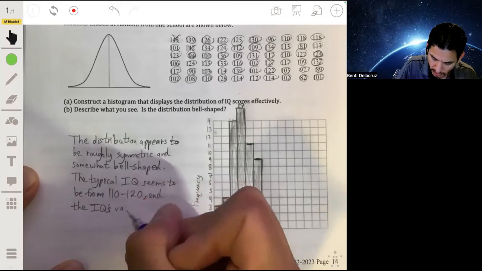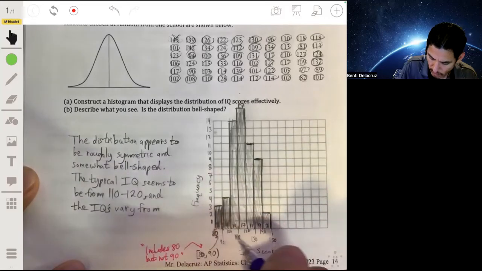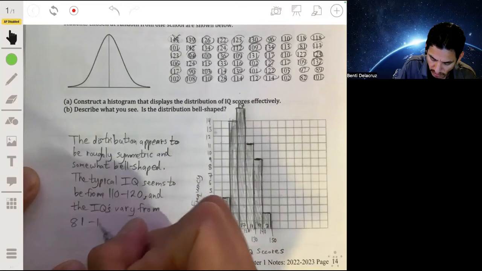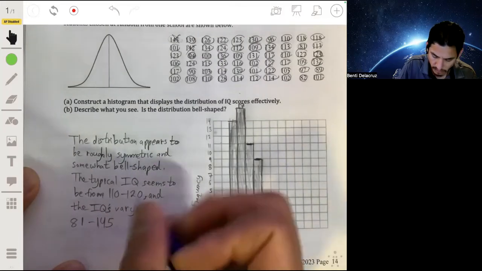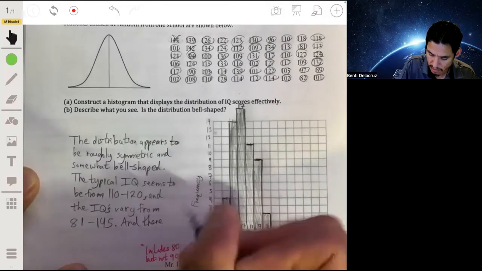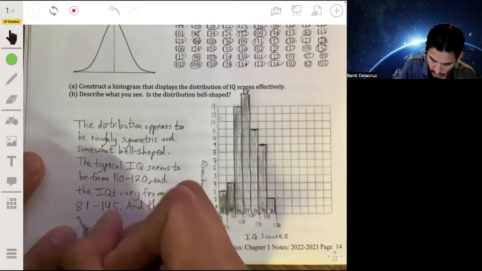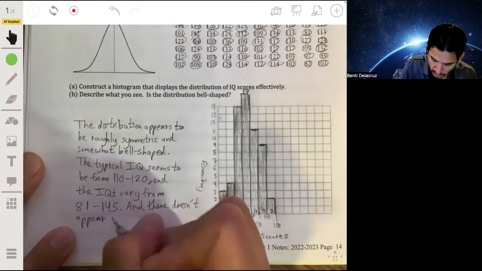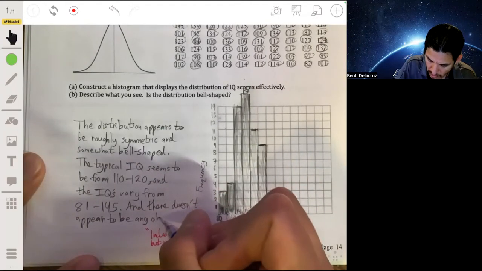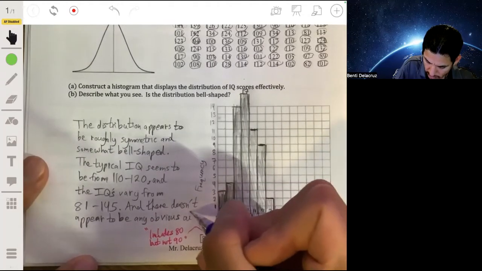And the IQs vary from 80 to, well, let's say that's actually the actual value, 80 to 145. And there doesn't appear to be any obvious outliers.